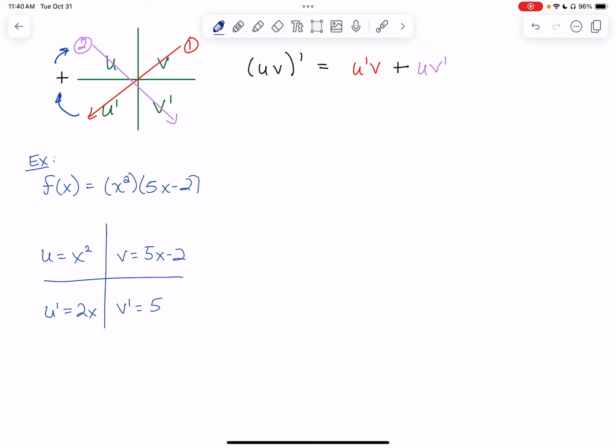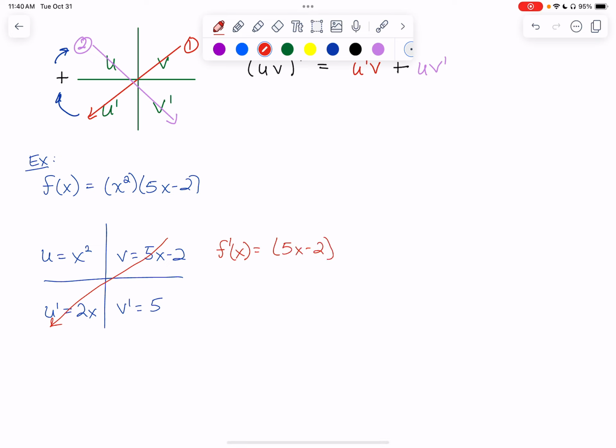So now I'm going to go ahead and do my little crisscross thing, and so let me change colors here. So I'm going to go this way first, all right? So I'm going to say that means that f prime of x is equal to 5x minus 2 times 2x. All I'm doing is filling in the blanks. And I'm going to put a plus right here. So I'm flipping around. I'm going to come back down this direction. And I'm going to say x squared times 5. So I'm just multiplying those quantities together as I cross over in the middle there with those lines.